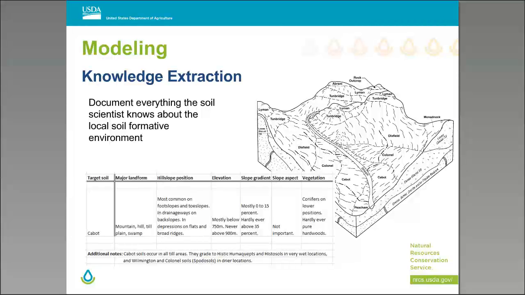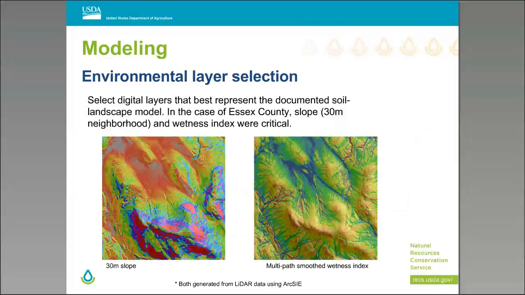And that's what we use to build the model, because we tie all of that information about the soil formative environment to environmental data layers. So again, this is where the computer is starting to be able to see what we see. If you select digital layers that represent the documented soil landscape model, then that's how you're able to have those curves make sense. And in the case of Essex County, slope, a 30-meter neighborhood, and something called the multi-path smooth wetness index were both very important.